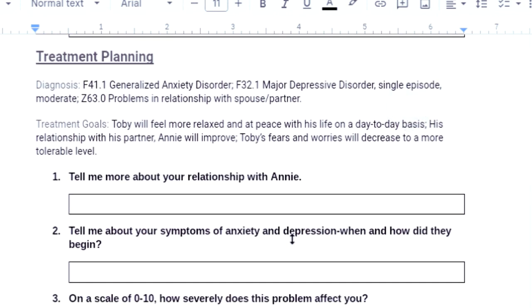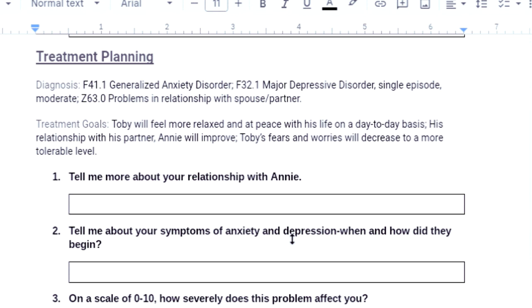And then I have a little section after that that's more looking at the treatment planning, what the goals might look like. And I've given a provisional idea for a diagnosis. We don't formally do the diagnosis till we actually meet and go through the whole assessment. But this is just a guess or a wonder if this could be some of the things that are going into Toby's situation based on what we know so far. And then the treatment goals.